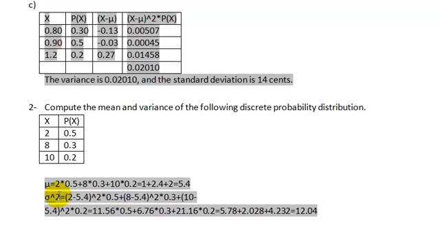Variance sigma squared equals 2, the first value, minus the mean 5.4, squared, times 0.5, plus 8 minus 5.4 squared times 0.3, plus 10, the third value, minus the mean, 10 minus 5.4 squared times 0.2, the probability of the 10. Then we get 12.04.